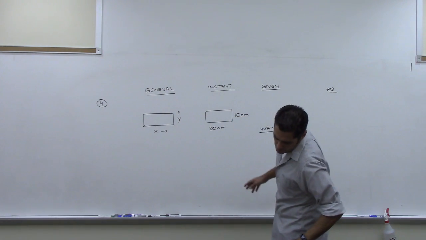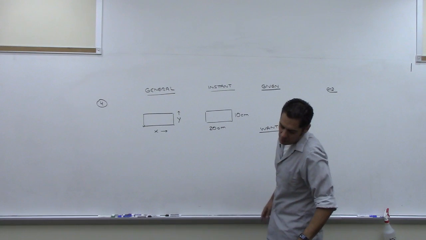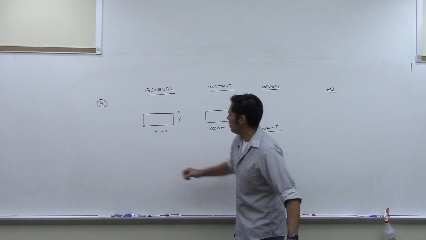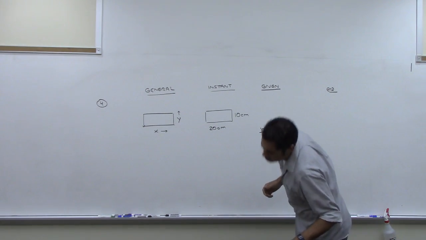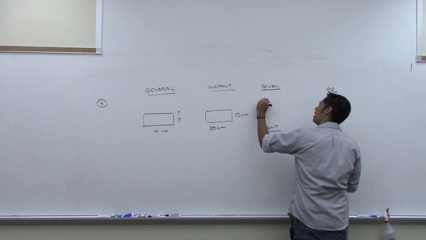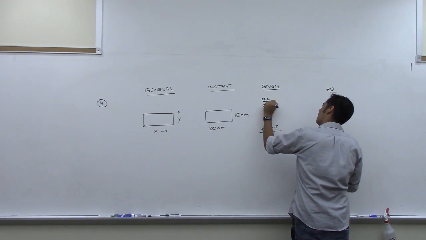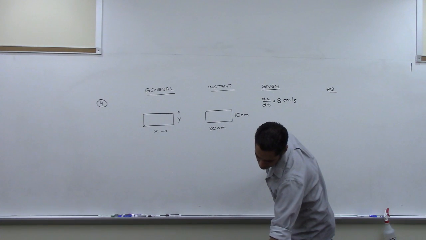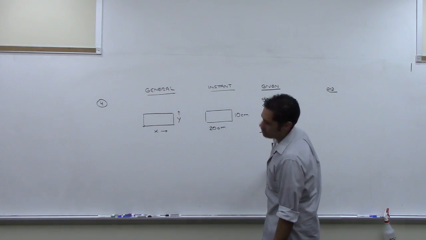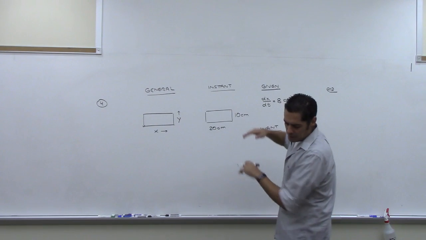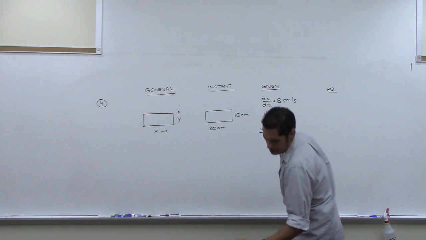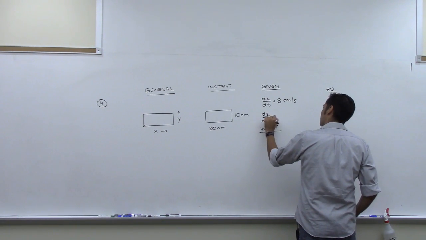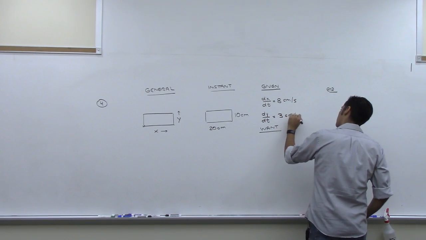I know from the problem that the length is increasing at 8 centimeters per second. So this length right here is increasing at 8 centimeters per second. I can write that as dx/dt is 8 centimeters per second. But I'm also told that the width of the rectangle, which is the y, is increasing at 3 centimeters per second. So dy/dt, the change in y with respect to time, is 3 centimeters per second.